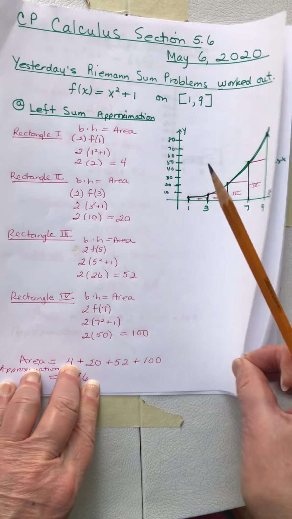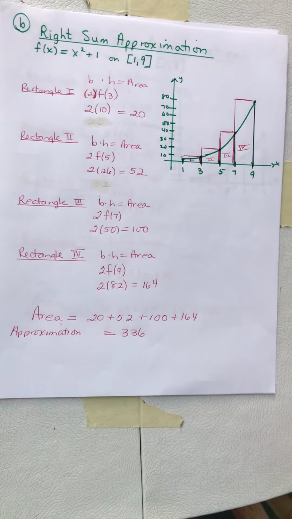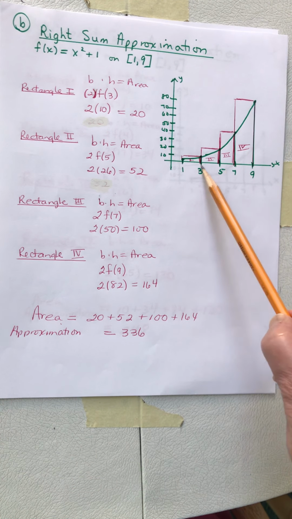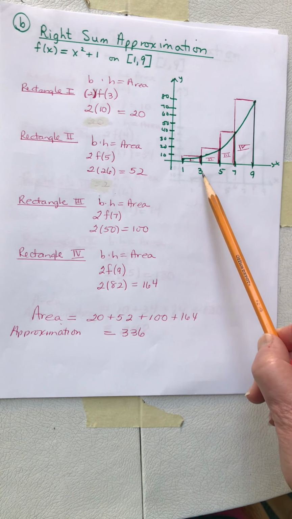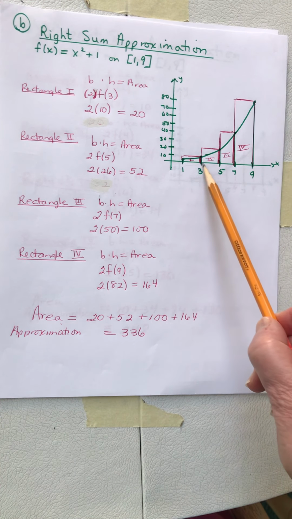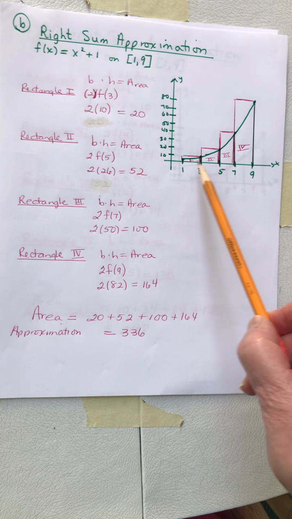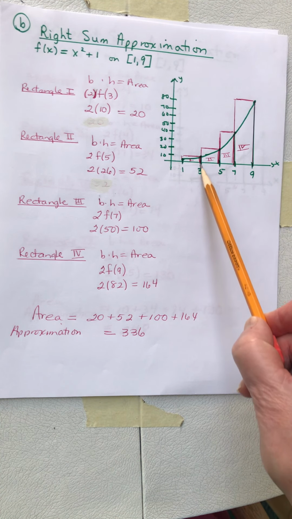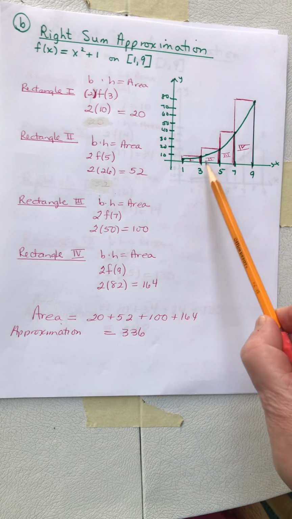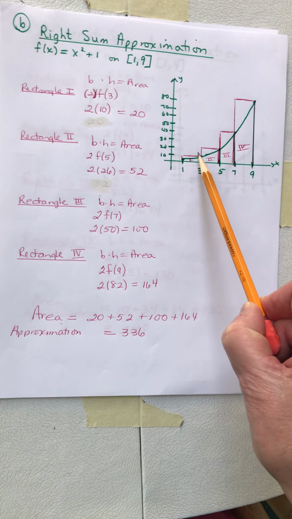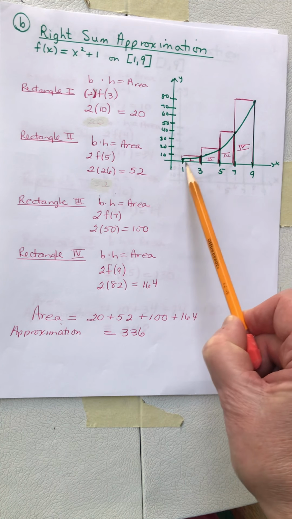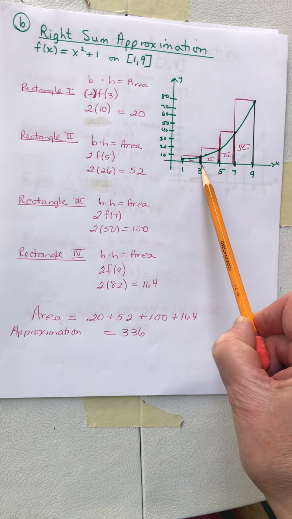Now the right sum. Same function, same graph, and all the bases are the same, so all the bases are 2. The height, however, of the first rectangle, we're not going to use f of 1, we're going to use f of 3. So in drawing my picture, I go over to 3, go up to the curve, and draw a line segment parallel to the base of rectangle 1.